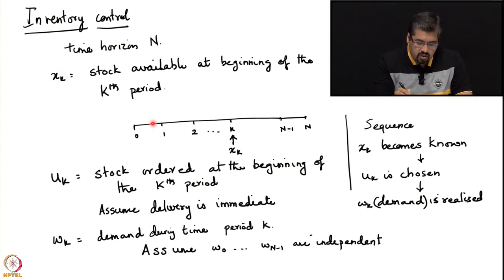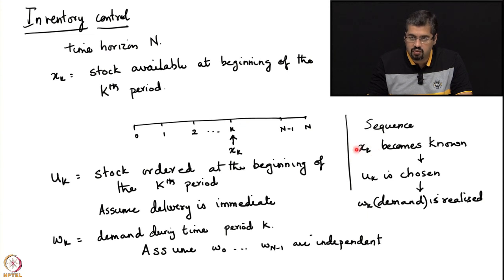The problem was to decide how much stock or how much inventory to order at the start of every time period. So, the time was slotted like this from 0 to n, and what we wanted to decide was how much stock you should be ordering at the beginning of each of these time periods. The assumption was that the stock ordered at the beginning of time period k is immediately available, but what we do not know is the intervening demand during the time period k.